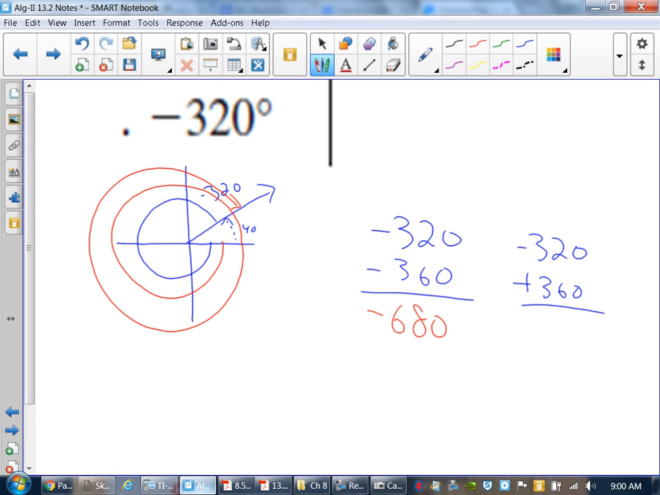To do the positive one, well, I knew that my negative 320 was only 40 degrees off the x-axis, so if I just add it, I get 40. It's a nice little shortcut for some of these things. Look how far off you're going to bounce from the x-axis.